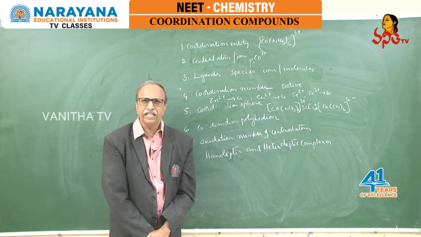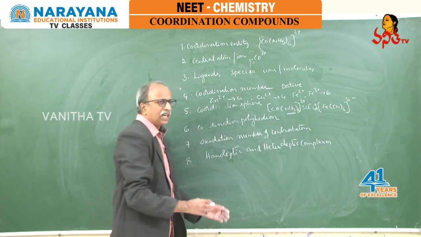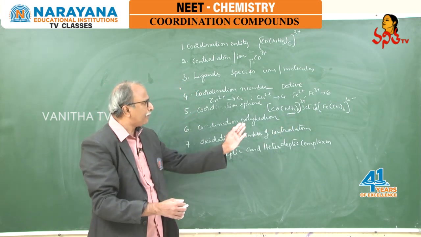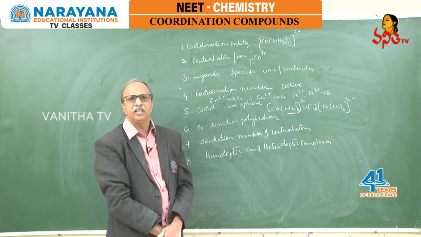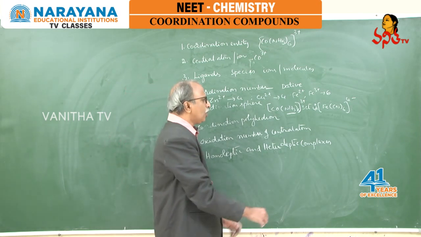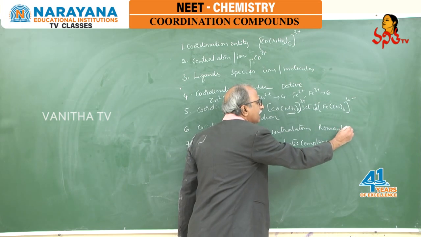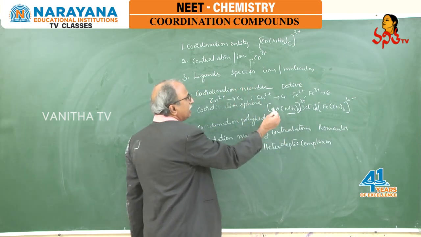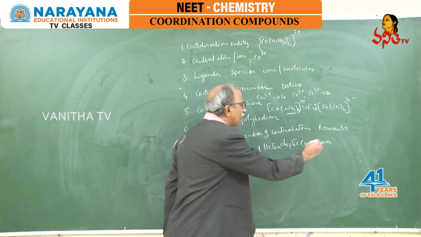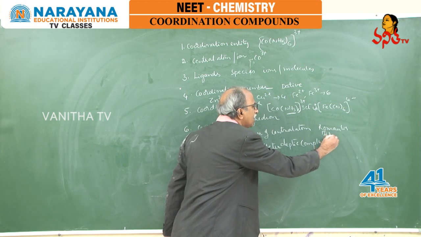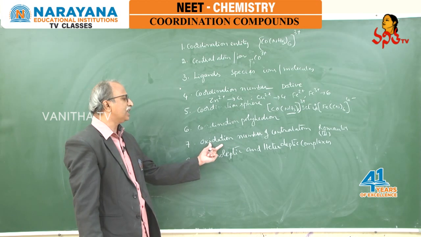Next one is the oxidation number of the central atom. Whenever we remove the ligands with their electron pairs along with them, the charge present on the central metal atom is called its oxidation state, which is indicated by a Roman numeral in parentheses. Here the cobalt has 3 units of positive charge, indicated by 3 in parentheses, and that is called the oxidation number.